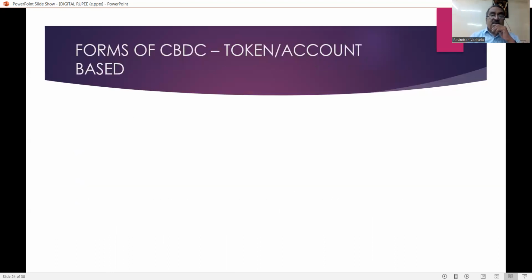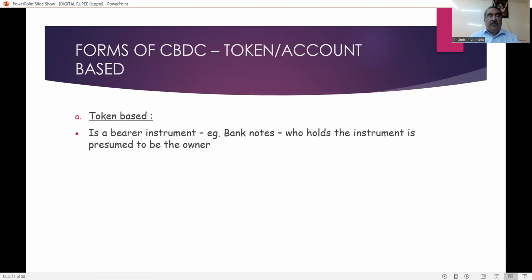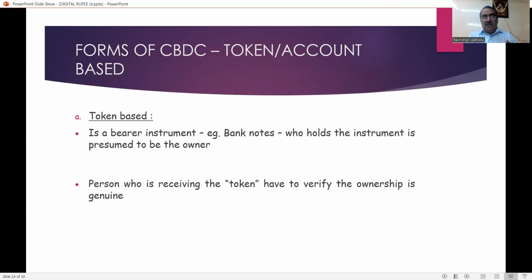And now, what are the forms? They are saying that there are two things: one is token based and the other is account based. Now we are going to discuss the token based. It's a bearer instrument, just like banknotes. Whoever holds the instrument is the owner. So it's token based.